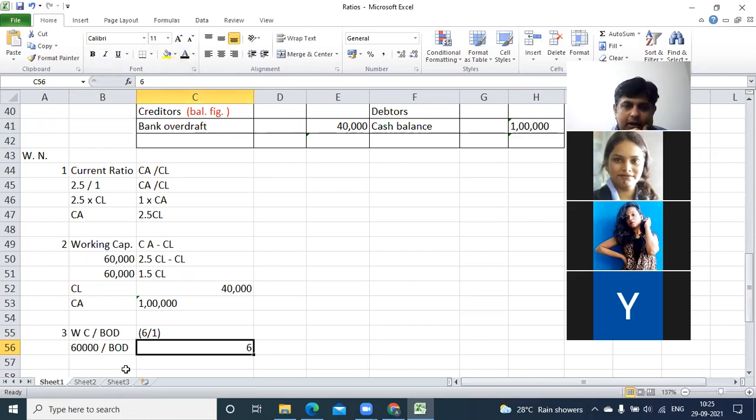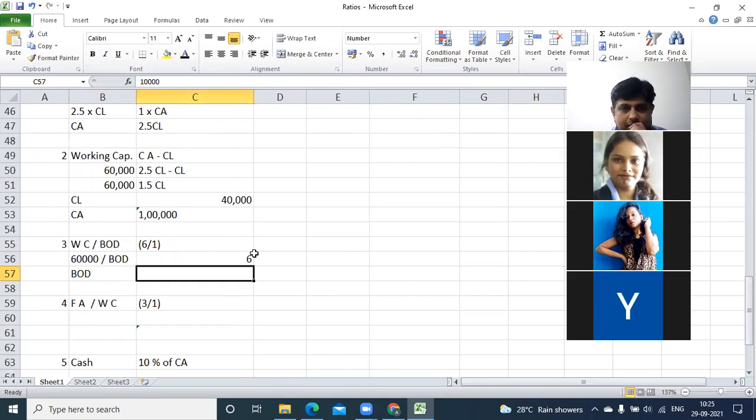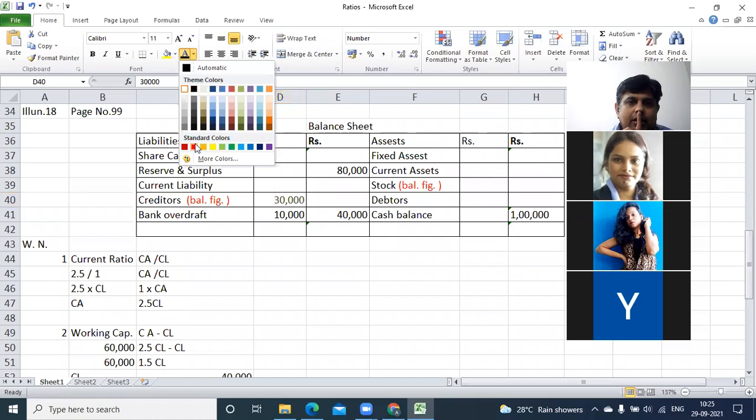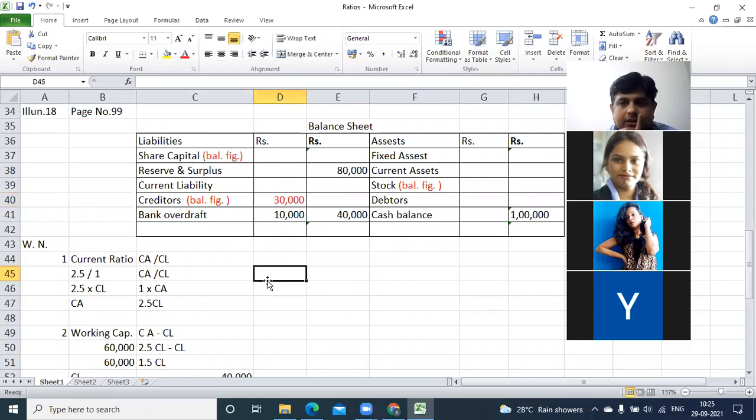तो क्रॉस मल्टीप्लाई करेंगे तो can we take bank overdraft as equal to 10,000? Yes, sir. It is 10. Then what will be the creditors? What will be the value of creditors? 30,000. समझा? समझा everyone? Yes, sir. Next.